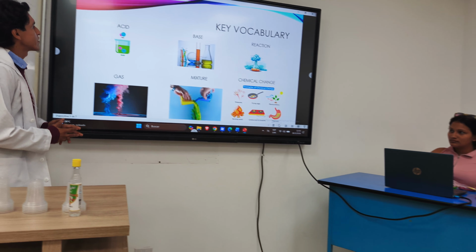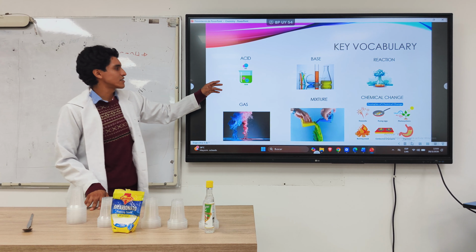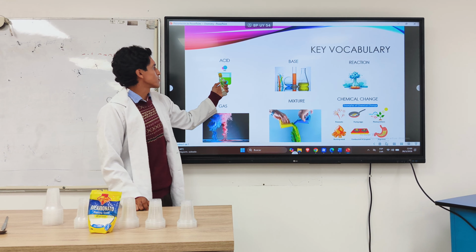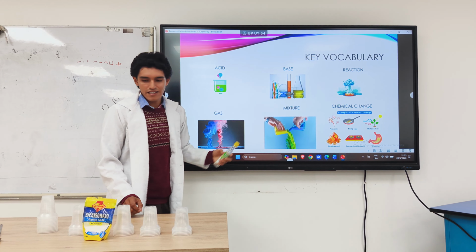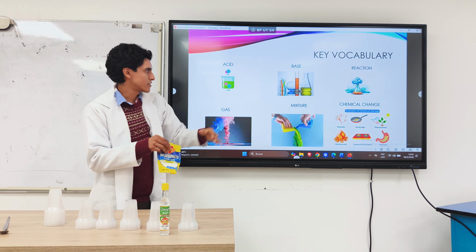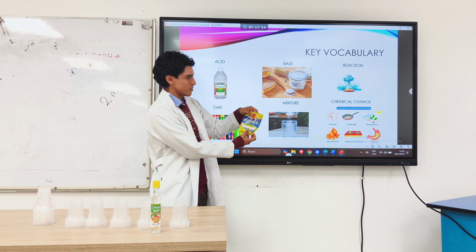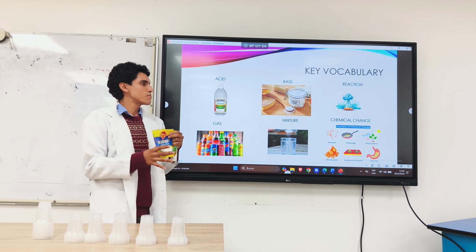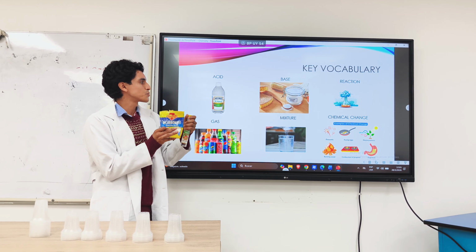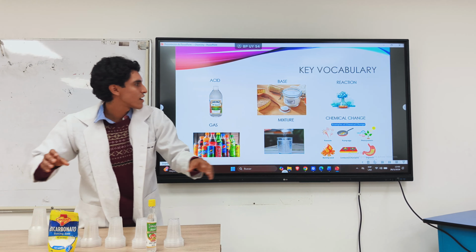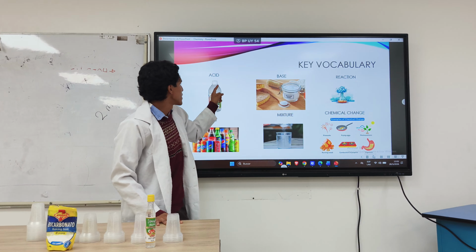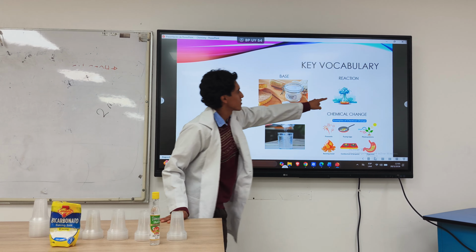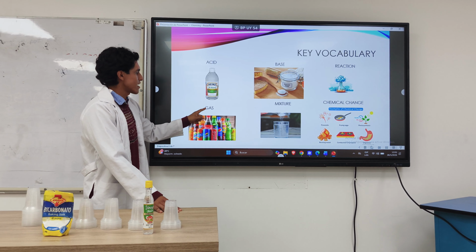Okay, to continue with the explanation, an acid is basically a liquid substance that we can mix with a base. An example of a base, next slide please, is baking soda. Okay, this is an example. When we mix these materials, we can get a reaction by mixing an acid and a base.